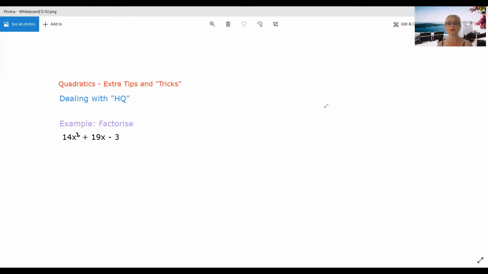Okay, so how do we deal with what I would refer to as an HQ? In this particular example, we're just asked to factorise this quadratic expression. Clearly, it's not an EQ because we don't have a unitary x squared term. We've got a number in front of it other than 1.